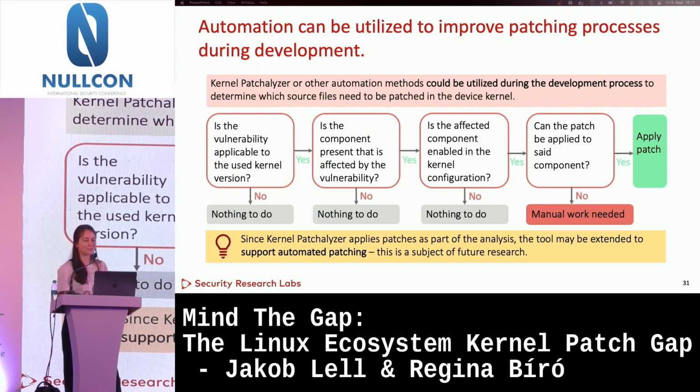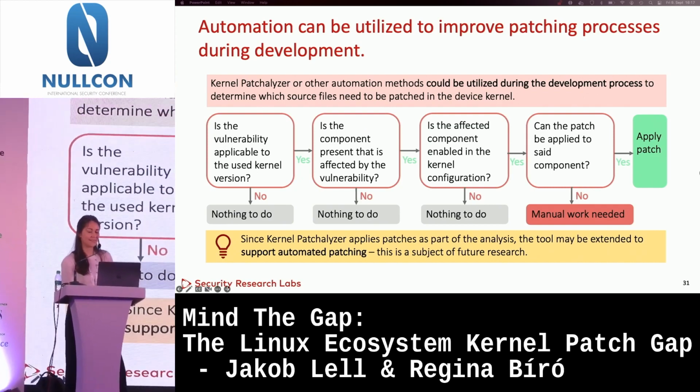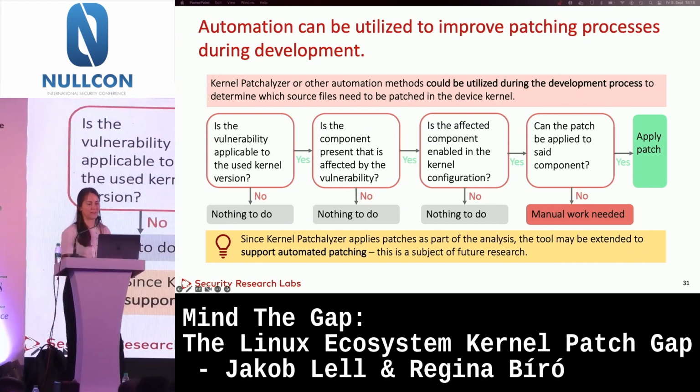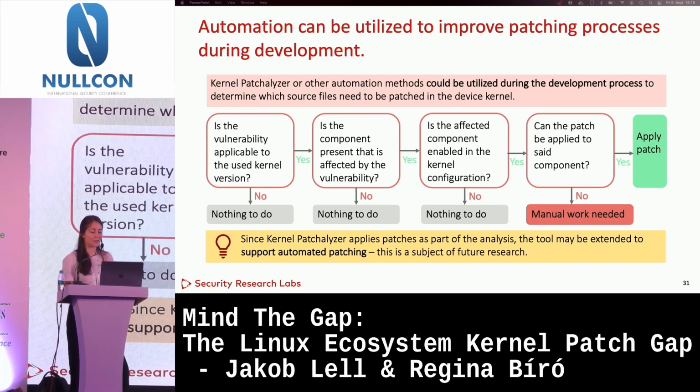First of all, automation could be used to improve the patching process during development. This flowchart that you see here is exactly the same questions that we asked earlier during the presentation. Basically, kernel developers, while patching to meet the next security update deadline, could use our tool to ensure that they applied all the patches. Now, Jakob mentioned that Kernel Patchalyzer automatically applies patches as part of the analysis.